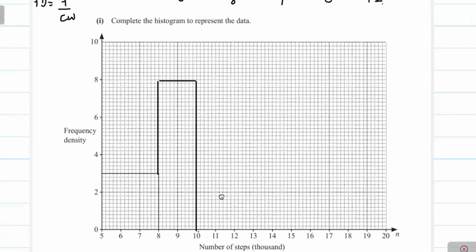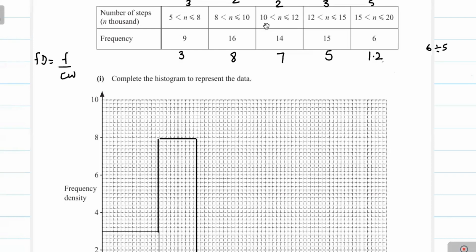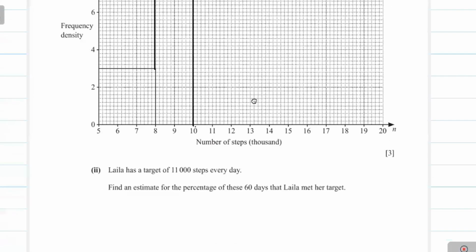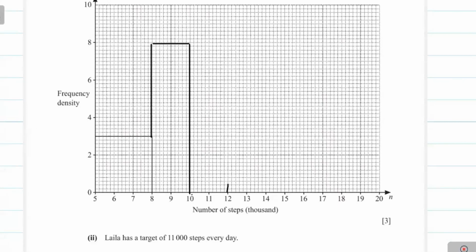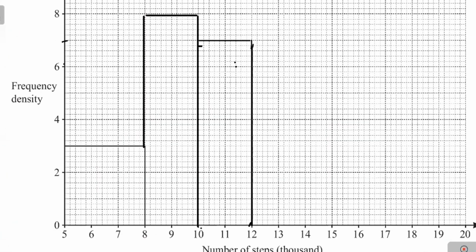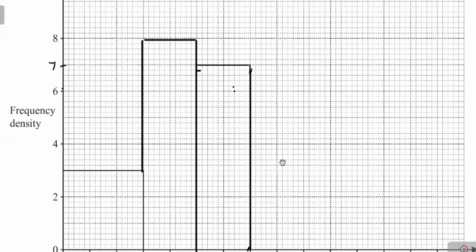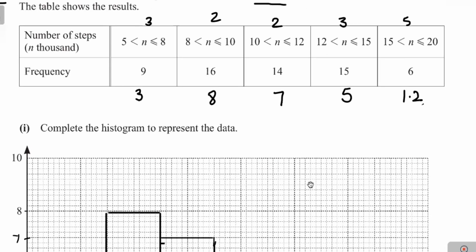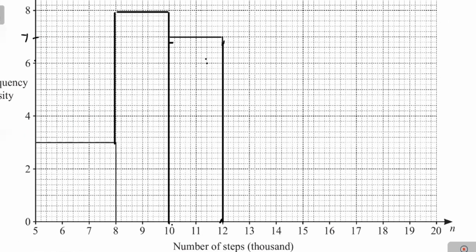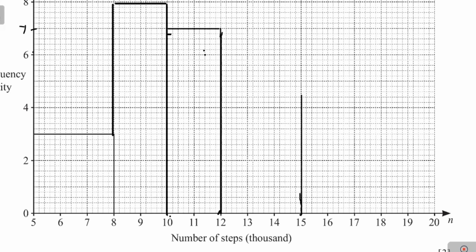Next bar, the interval is 10 to 12, and the frequency density is 7. We mark here 10 to 12, we draw this vertical line, and then the height is 7. On this point is 7. Next bar here is 12 to 15, which is 5. This point is 5, and this is the fourth bar.